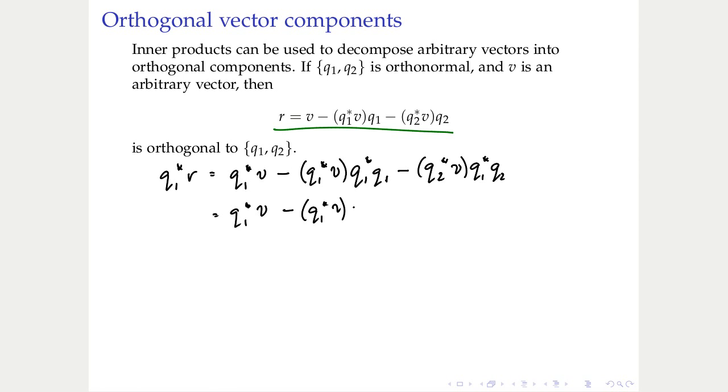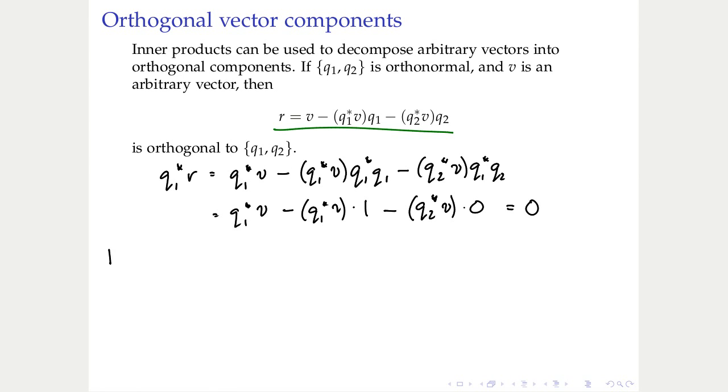q1 star q1 is just the length of q1 squared, so that's just a 1, minus q2 star v times, well, the two are orthonormal, so therefore their inner product is 0. That just leaves us with q1 star v minus q1 star v, which is equal to 0. Okay, the same thing holds for q2. So this vector r is orthogonal to q1 and q2.